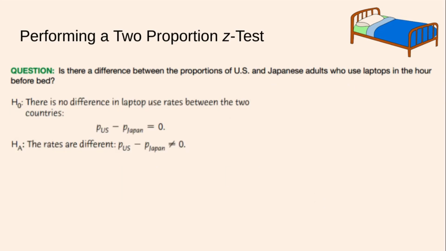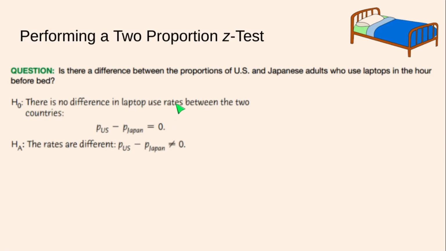So here are our hypotheses. Null hypothesis: there is no difference in laptop use rates between the two countries. We have the proportion from the US and the proportion from Japan. Difference would be nothing. Alternative hypothesis: the rates are different. We have the proportion of the US minus the proportion of Japan is not equal to 0.